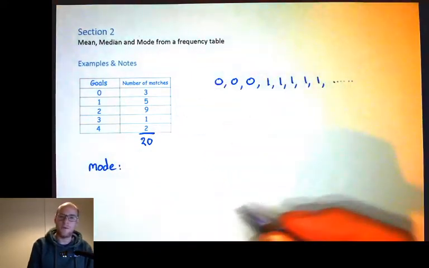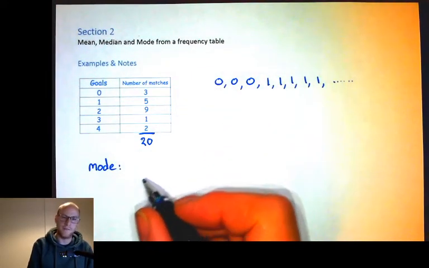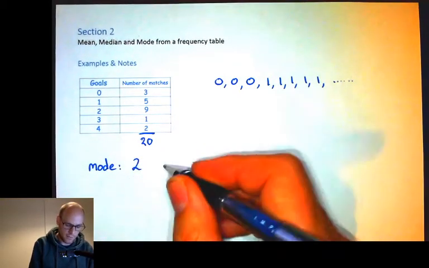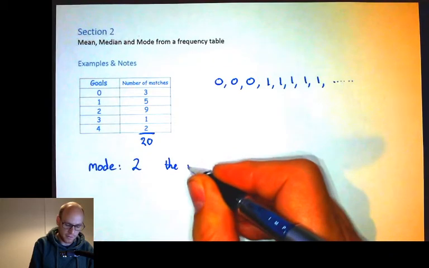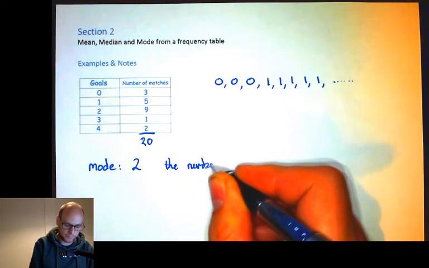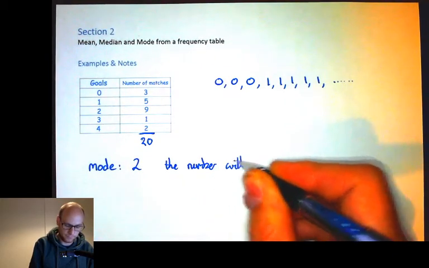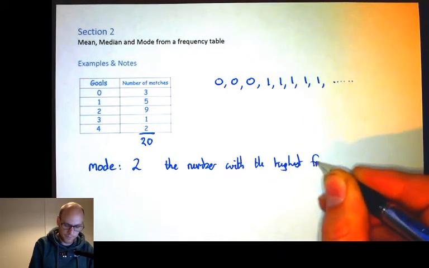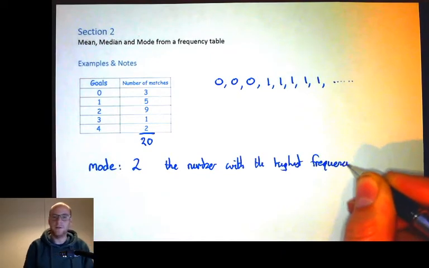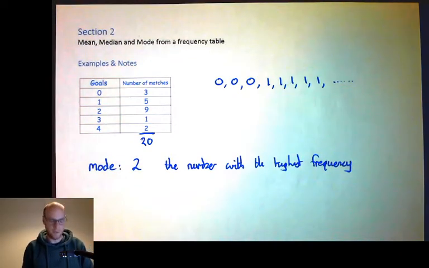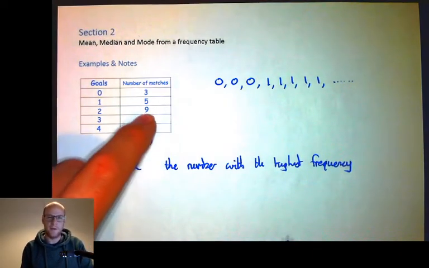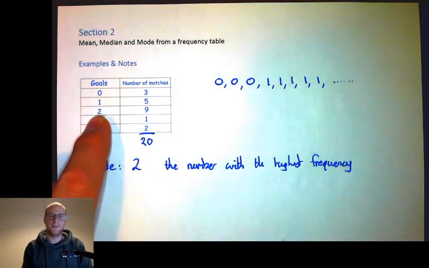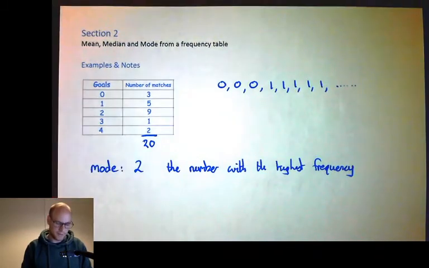Now, so many people will write 9 here for mode. It's not 9, it's 2. It's the number with the highest frequency. I can guarantee that lots of people will make that mistake. So we're looking for the biggest number, but then we're going to write down the one that it corresponds to, which in this case is the 2. So that's nice and easy.